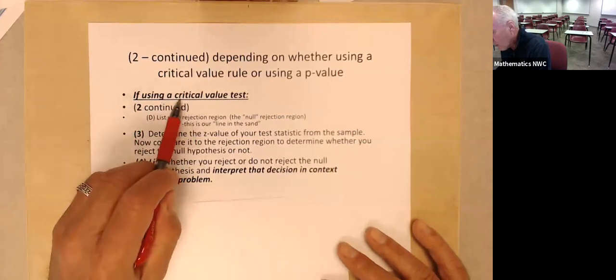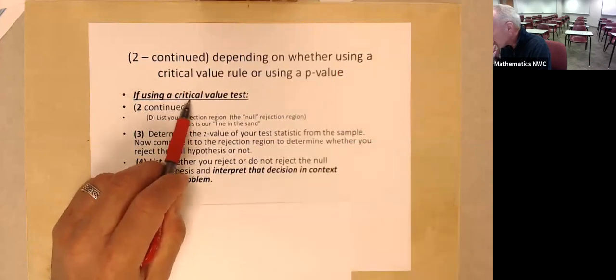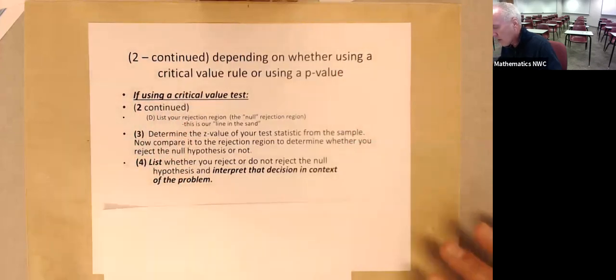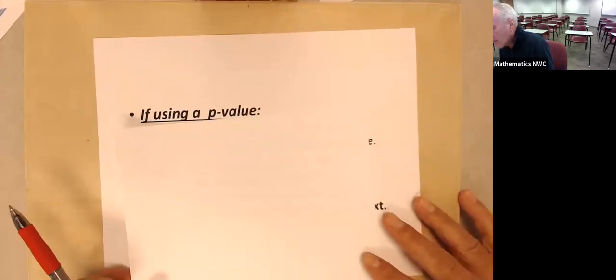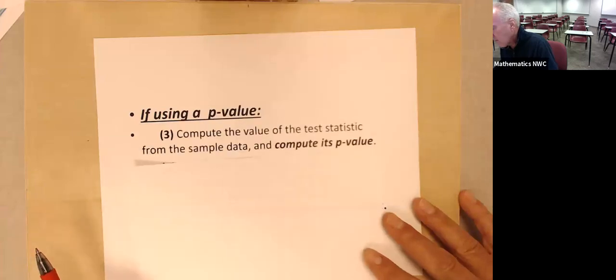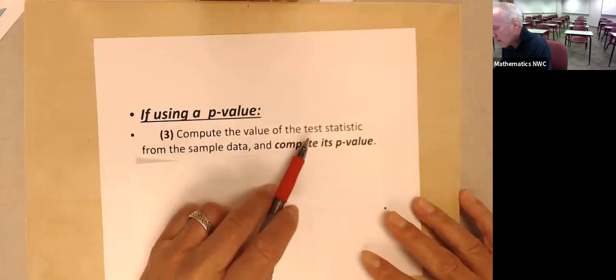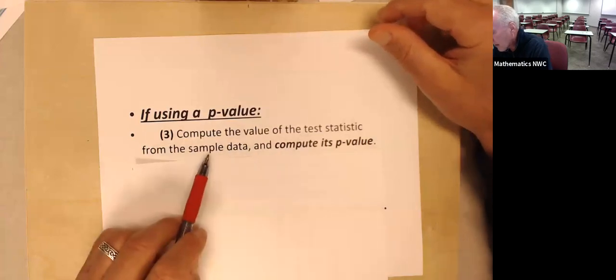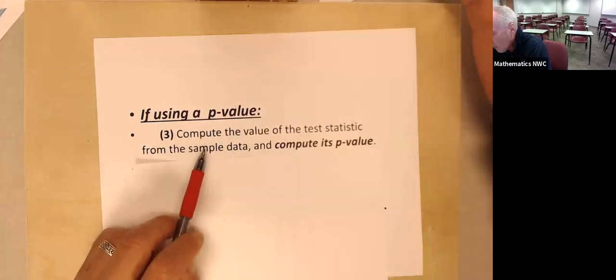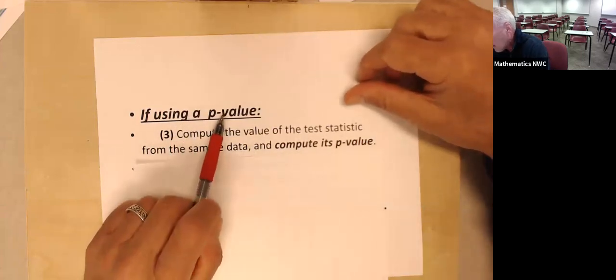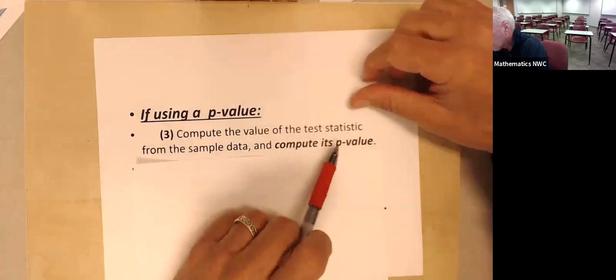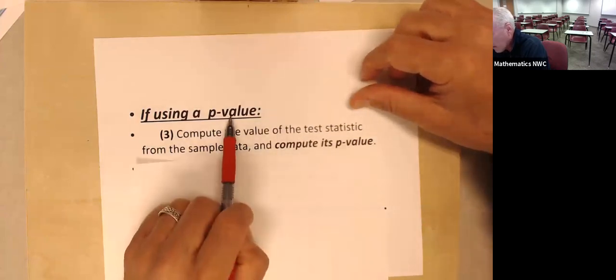Here's the part that's important. If I was using a critical value test, okay? But now, if I'm using a p-value test, okay? I'm going to compute the value of the test statistic from the sample. That's again like saying compute the z, or in some cases it's a t. But if I'm using a p-value test, we'll be computing its p-value, hence the name of the p-value test.